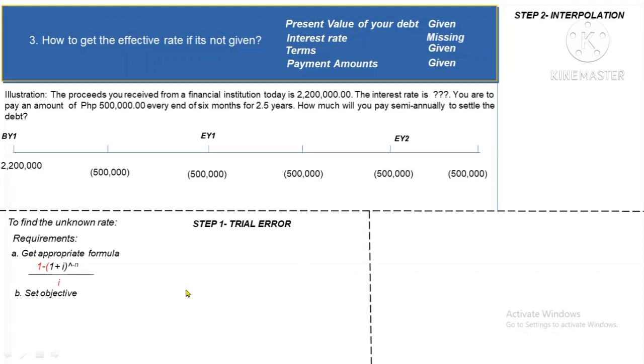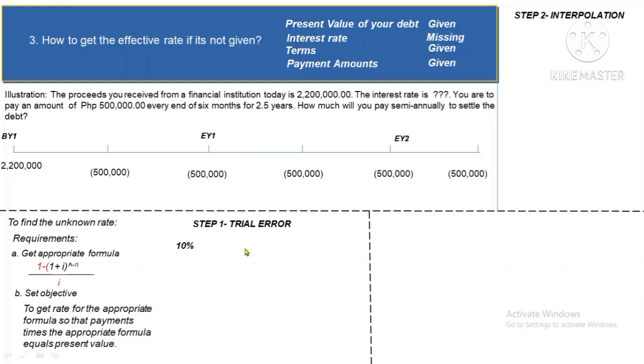So our objective here is to find the rate that will be applied on the appropriate formula so that the payments, which is 500,000 times the appropriate formula, will result to a present value of 2.2 million. So that's our objective. And since we have already the 2 requirements, the appropriate formula and the objective, we are now ready for the trial and error. Let's say for example, we're gonna try 10%. However, we cannot use the 10%. Why? Because the illustrative problem mentions semi-annual periods.